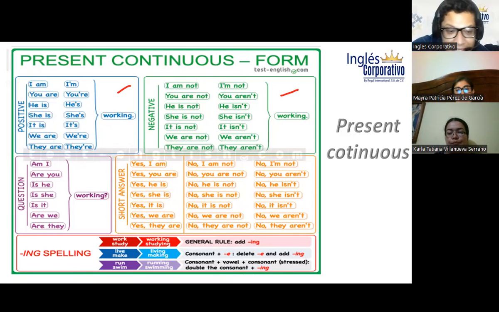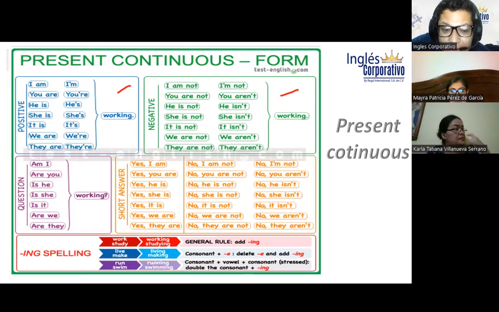So we understand that. And also you can see the spelling. Look at that. When the verb ends in Y, we add ing, studying. You can see the examples, right? Working. Living. If the verb ends in E, we delete E and we add ing, like making, living. Look at the example. And consonant plus vowel plus consonant to stress, double the consonant because the verb is very short. Run, for example. Run is consonant, U is vowel, and N is consonant. Because the verb is very short, we need to add an extra consonant.